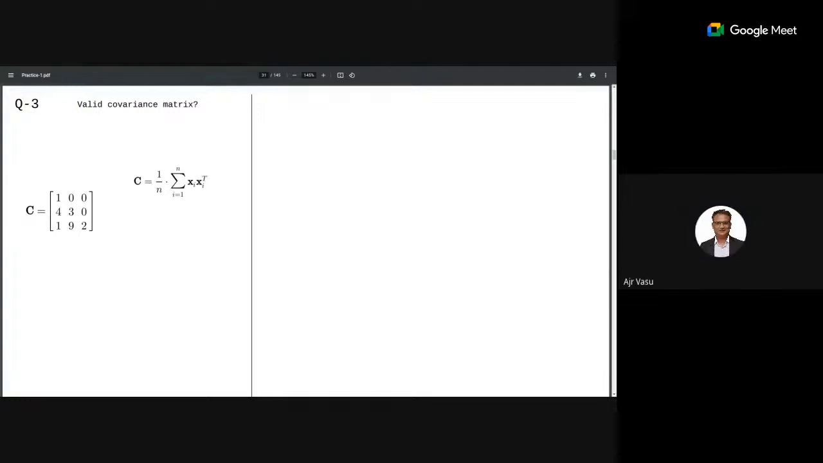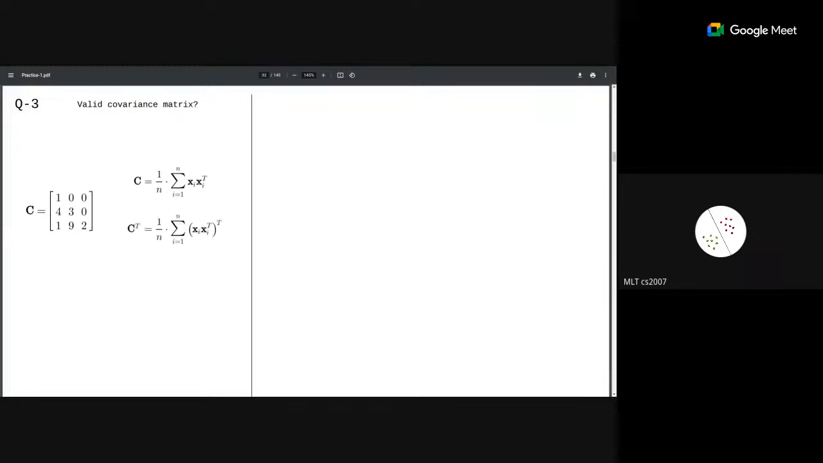This depends on X, on the centered data set only. Correct, right? It should be centered. So if not, it's xi minus mu into xi minus mu transpose. For a centered data set, mu is 0. So this is the sum of xi xi transpose by n. Okay, so that is the covariance matrix.